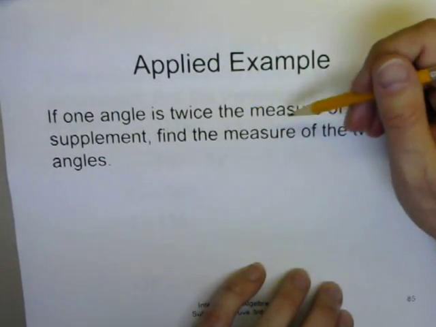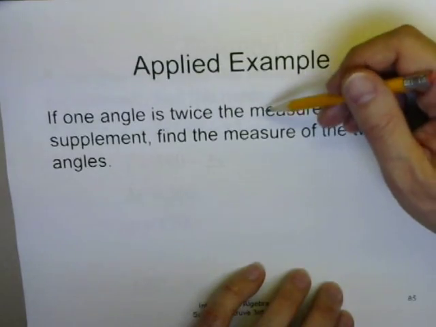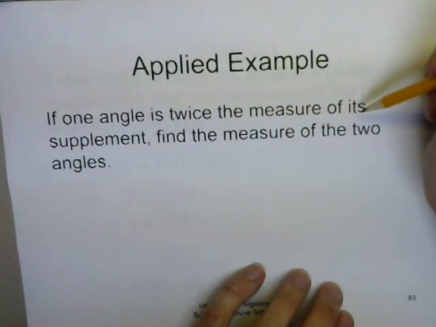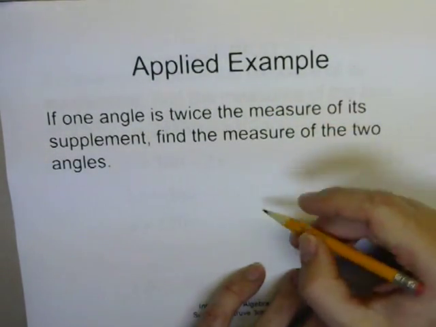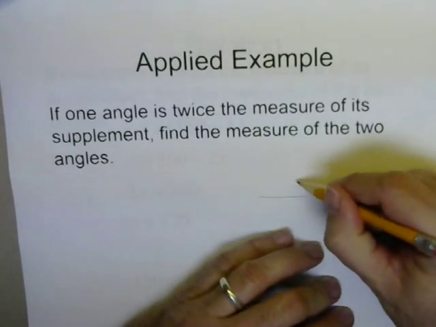let's look at an example here. Let's say that one angle is twice the measure of its supplement. Find the measure of the two angles. So you have two angles here, right?